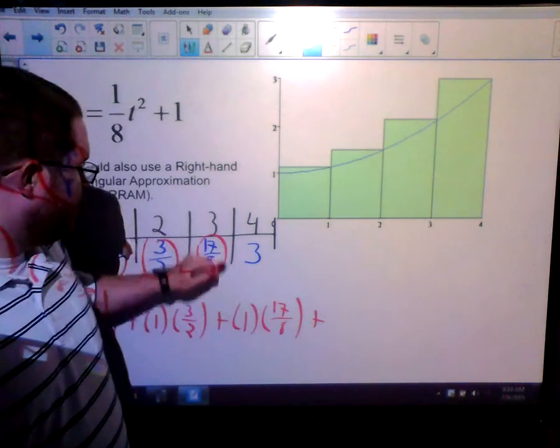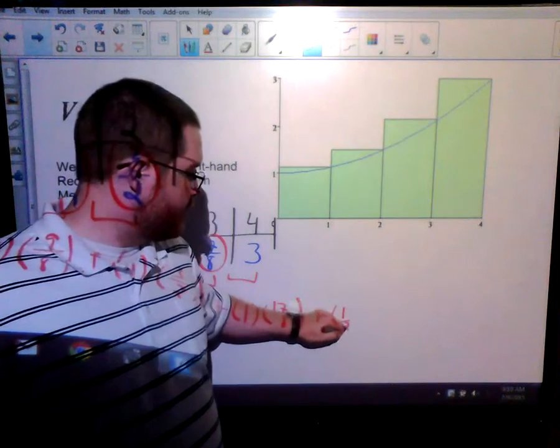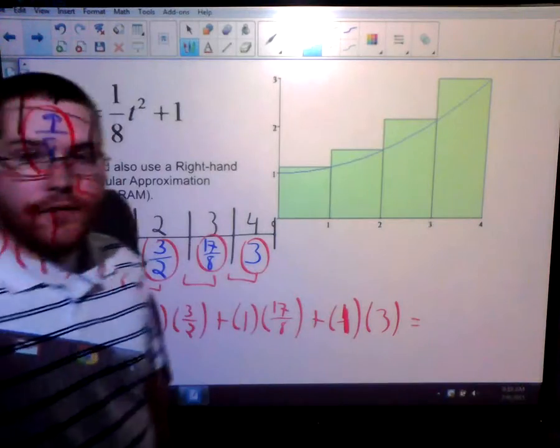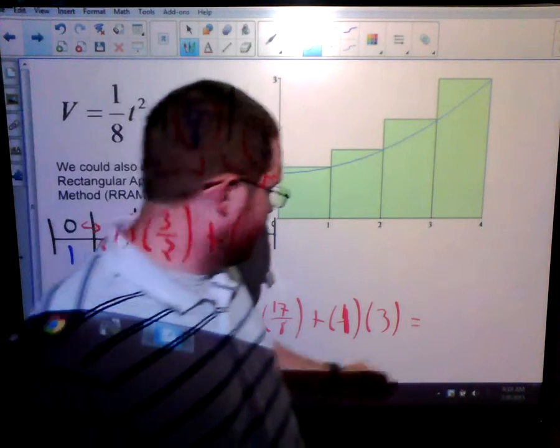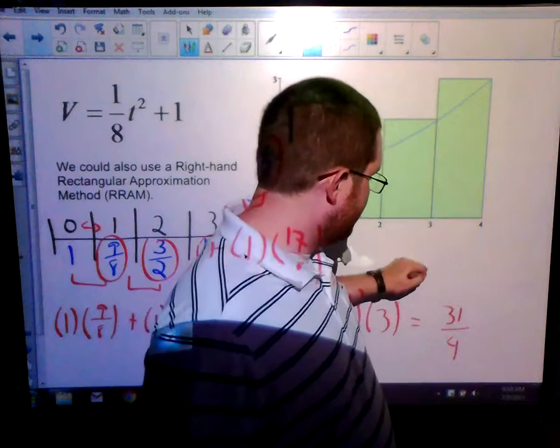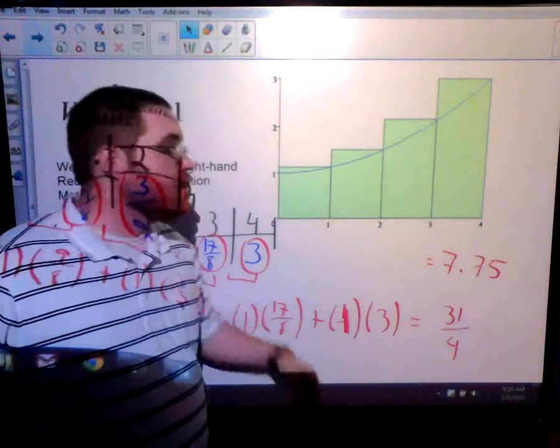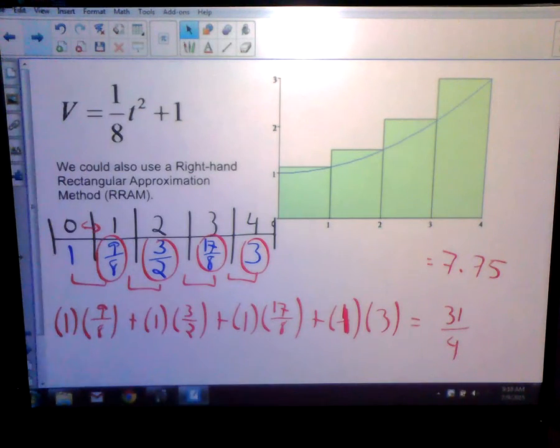And this is still a base of 1, but a right side, this time, of 3. If you add all those up using your calculator, you get 31/4, which is 7.75. And we said earlier, that's an overestimation. That's too much. So we did LRAM and got 5.75, which is too little. And then we did RRAM and got 7.75, which is too much. Is there a different RAM that I could use to be more accurate? Yeah, there is.